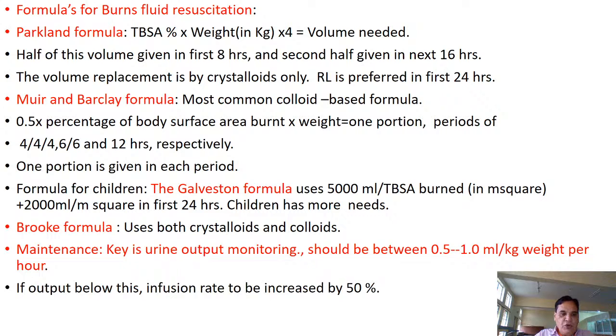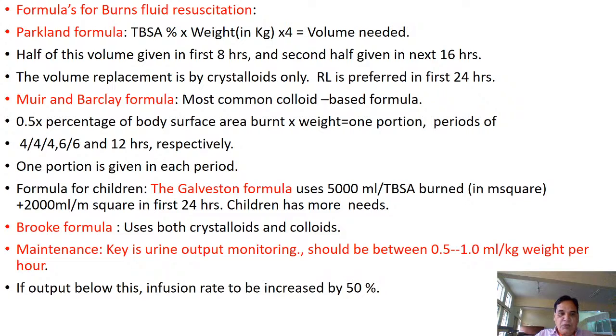The second formula, which we don't commonly follow, is the Moore and Barclay formula. It is a colloid-based formula, though colloids are usually given after 24 hours. You must know the difference between crystalloid and colloid. So what is the formula? 0.5 multiplied by percentage of burnt body surface area multiplied by weight will make 1 portion of the colloid formula.